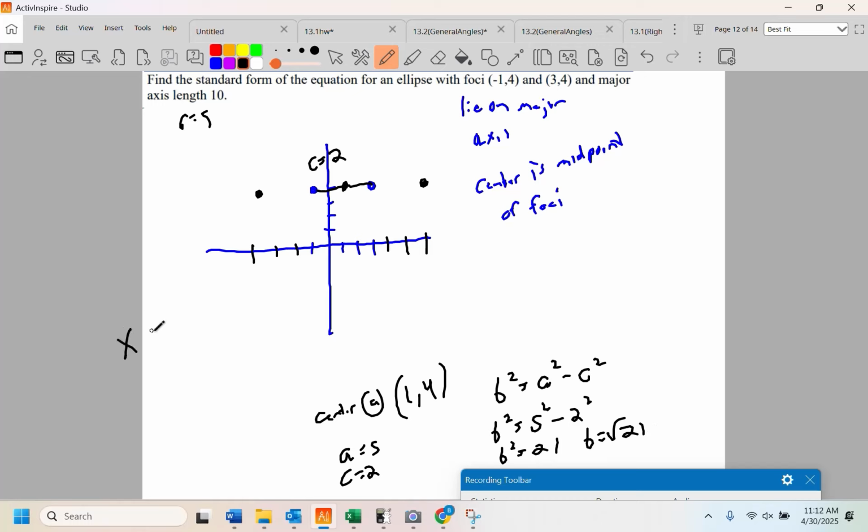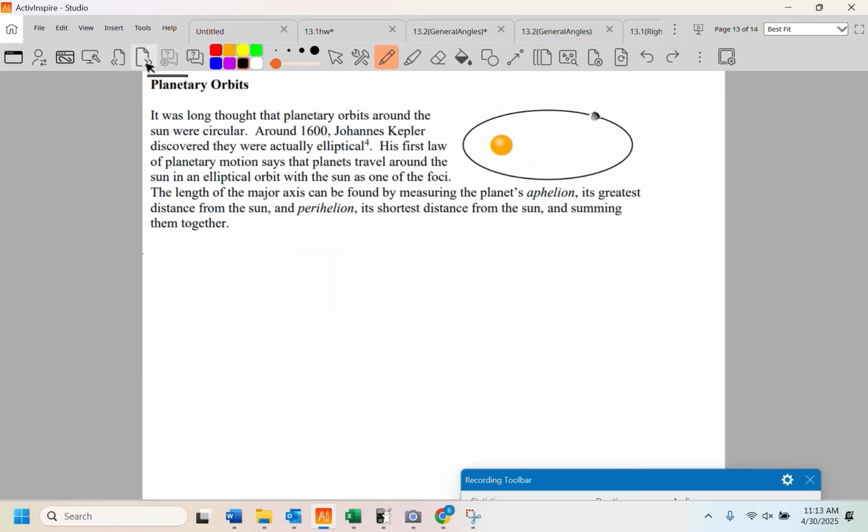My center is at (1, 4), so (x minus 1) squared plus (y minus 4) squared, because remember this is h, k. This is going to be over b squared, and you know b squared is 21, and this is over a squared, which is 25, and it would equal 1. Whew. Deep stuff, huh? Last thing we get to talk about is the planetary orbits.